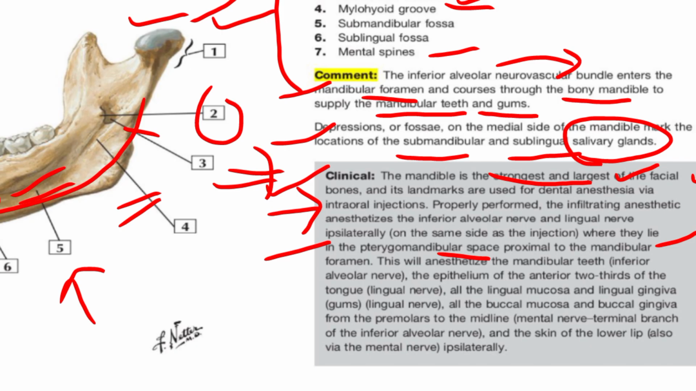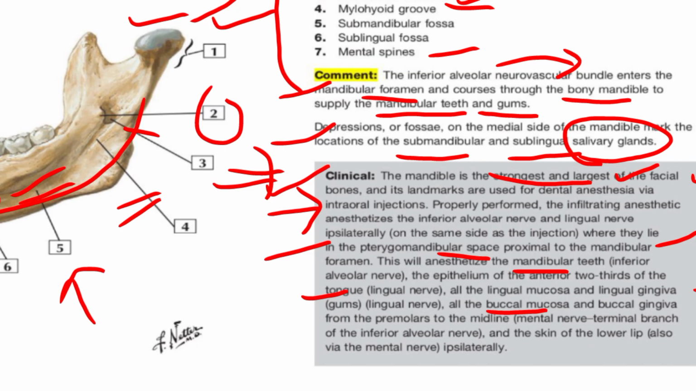This will anesthetize the mandibular teeth, the lower jaw, the epithelium of the anterior two-thirds of the tongue, all the lingual mucosa and gingiva, and the buccal mucosa and the gingiva of the buccal mucosa from the premolar to the midline.